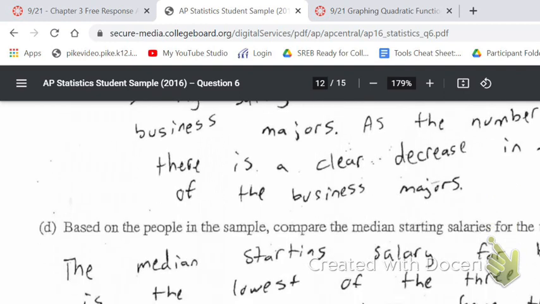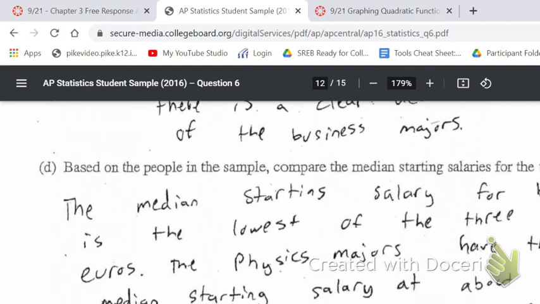What about part D? Based on the people in the sample, compare the median starting salaries for the 3 majors. We haven't really talked about finding median from a scatter plot. What do you know about medians, though? How do you find the median? Cross them out and find the middle. So they said the median starting salary for business majors is the lowest of the 3 at about 38,000 euros. The physics majors have the next highest median salary starting at about 47,000 euros. The chemistry majors had the highest median starting salary of about 55,000 euros.